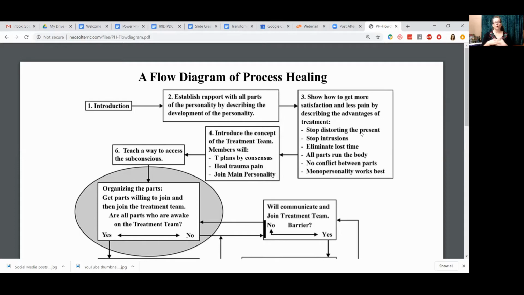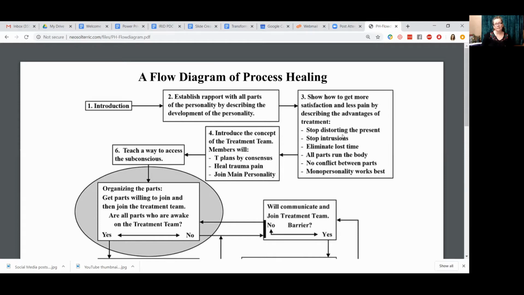So in step 3, show how to get more satisfaction and less pain. You go into the advantages of treatment, and as you're reading this, the subconscious is picking up all of the advantages of treatment. And it gets more satisfaction and less pain. So step 3 of the healing process is to show all of these parts or aspects how you're able to get more satisfaction and less pain, and talk about the advantages of treatment.